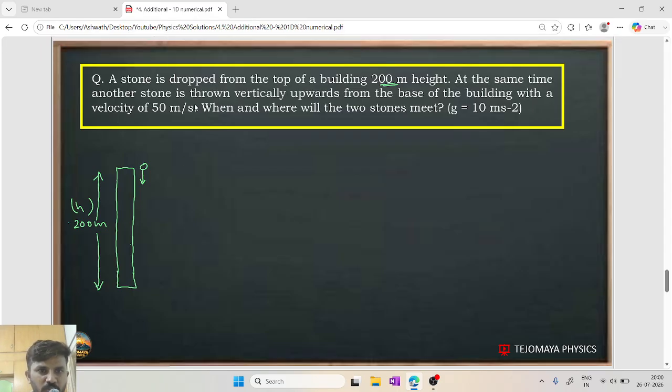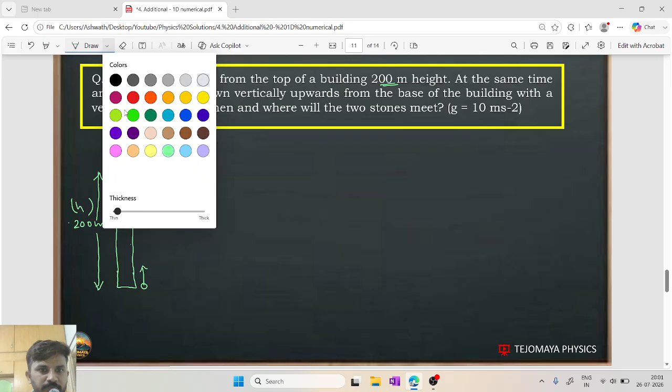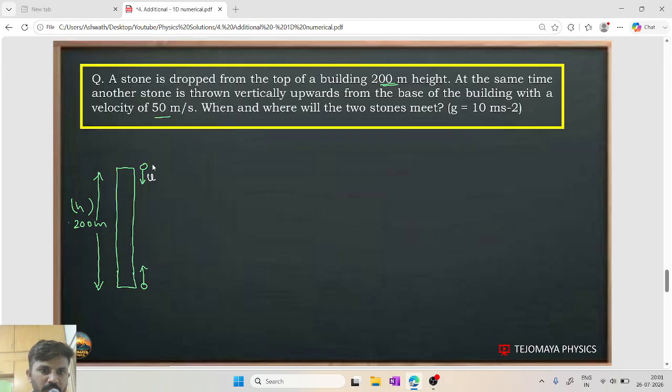At the same time, another stone is thrown vertically upward from the base of the building with some velocity, that is 50 meter per second. Okay, let me write the data. Let's consider this is stone A and this is stone B. Initial velocity of stone A is 0 and initial velocity of stone B is 50 meter per second.